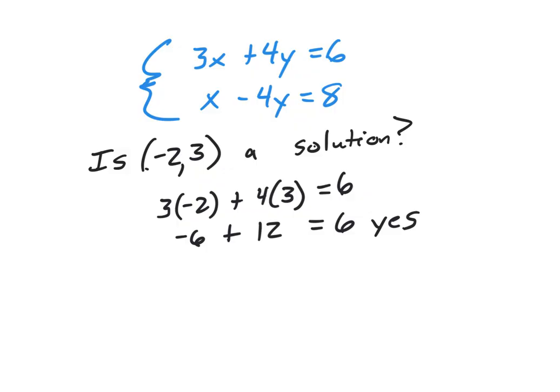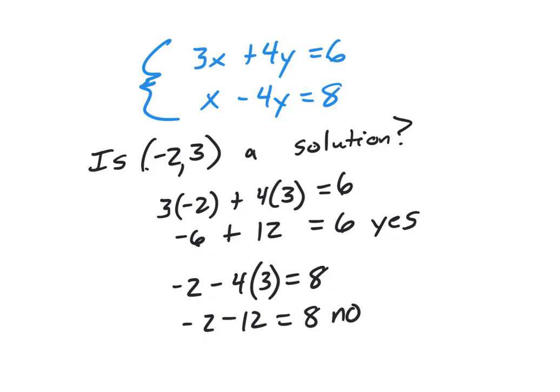Okay, for the second equation, we're going to go -2 minus 4 times 3 equals 8. So this would be -2 minus 12 equals 8. And that's a no. So because that's a no, then we would say no here. That is not a solution. So you can see where it works for one and not the other, so it has to work for both. We can't stop once we say yes on the first one. We have to check both, and we have to say yes for both.